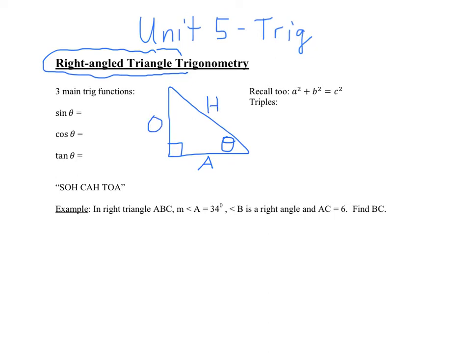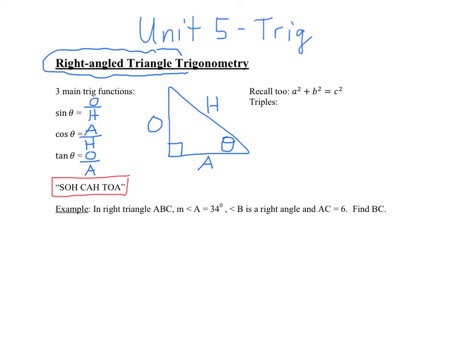Well, from that we have three main trig functions. They are the sine of our angle theta, that is equal to the opposite divided by the hypotenuse. The cosine of our angle is defined as the adjacent side divided by the hypotenuse. And tangent of our angle is opposite over adjacent. The phrase SOHCAHTOA may help you remember those three rules.